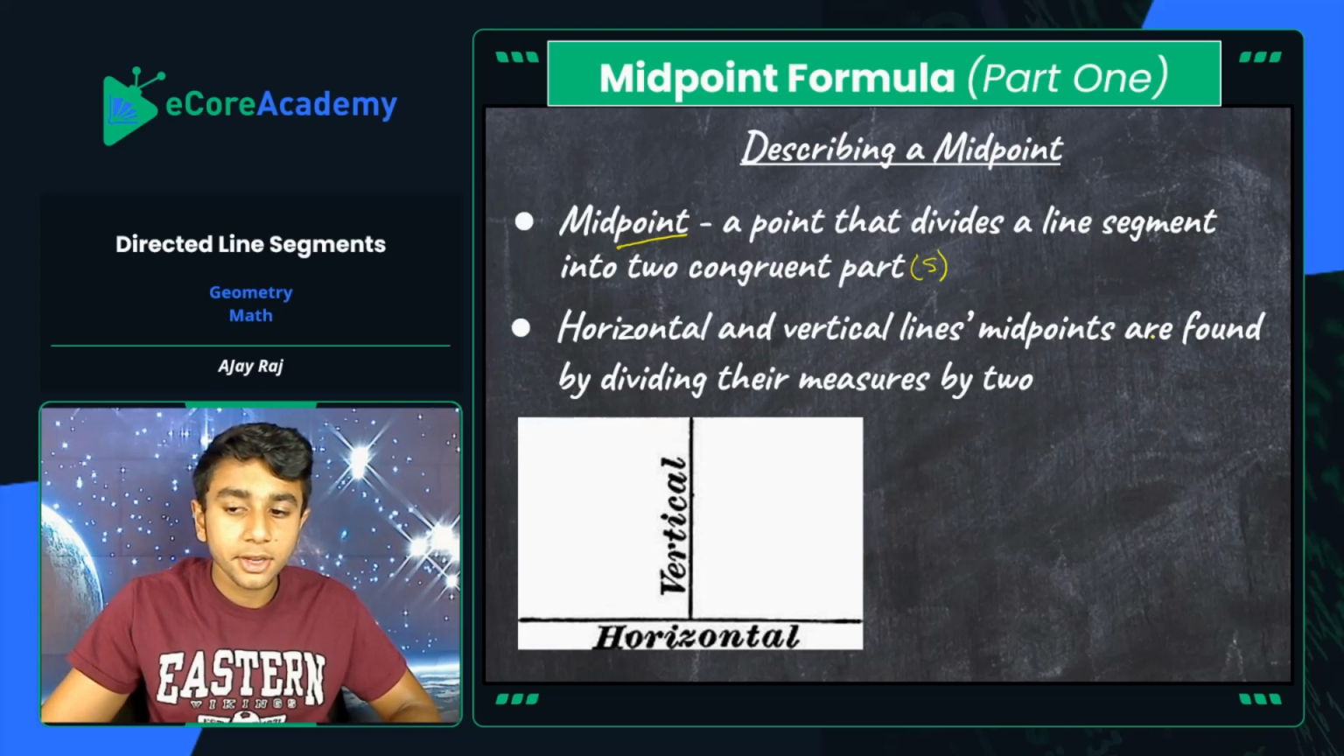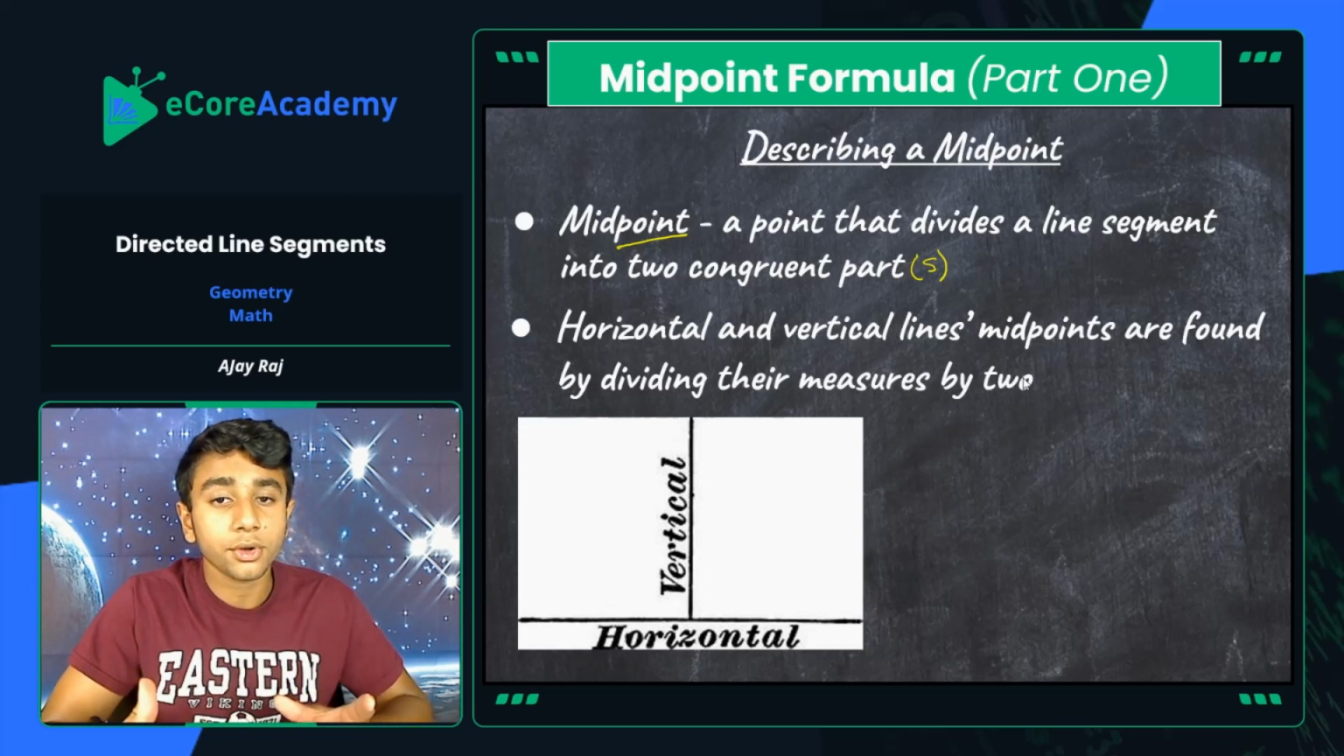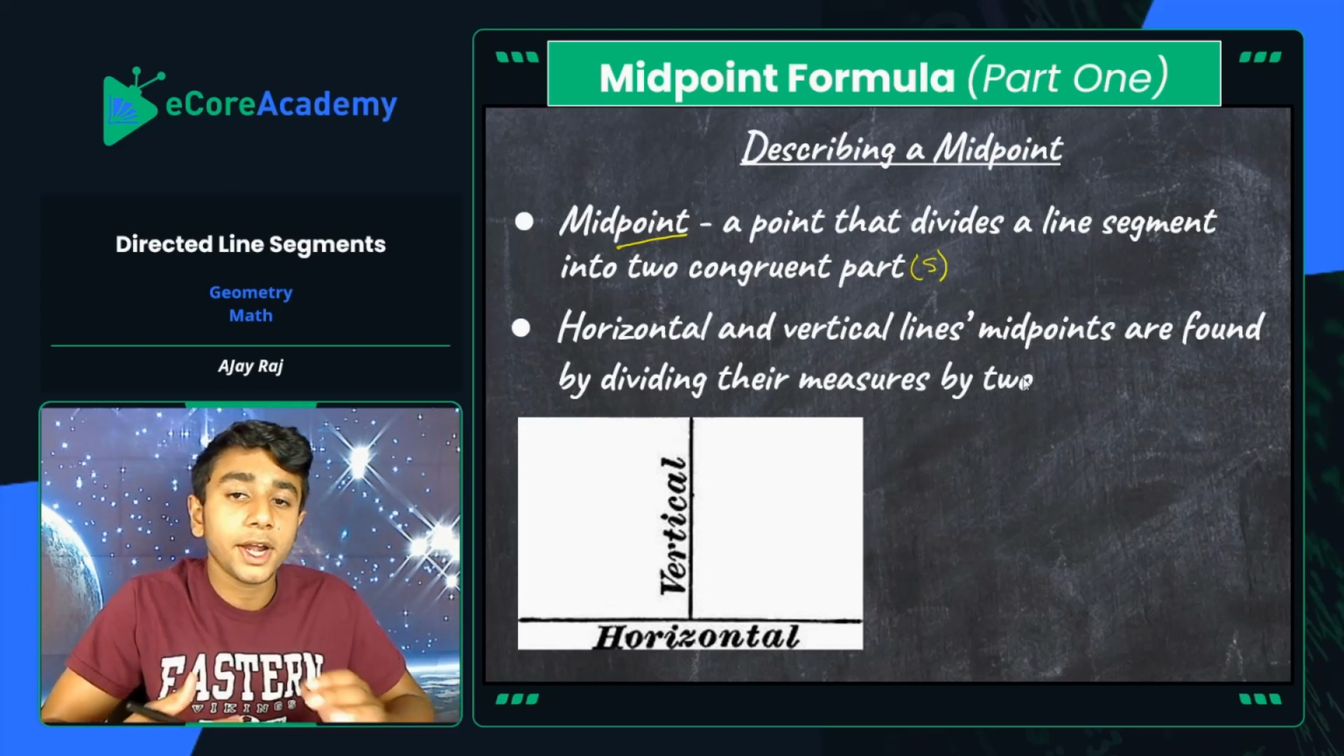And what I'm trying to say here is, if you're trying to calculate the midpoint of a vertical or horizontal line on a coordinate plane, you wouldn't need to do any specific calculations. All you would need to do is calculate the distance that your line segment would have if it's horizontal or vertical. And after doing so, you divide it by 2.